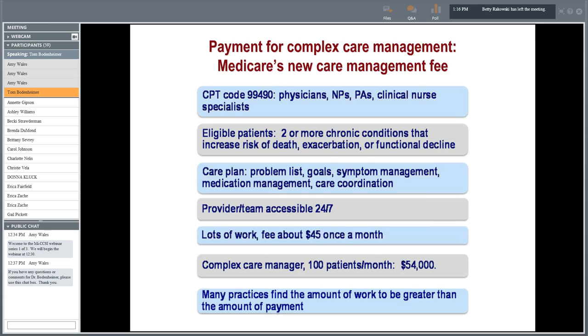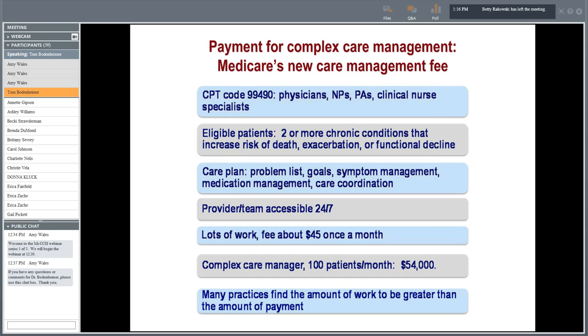Do any of you use the 99490 new CPT code? So this came in with Medicare, I think, about a year ago, and it is a fee-for-service code. It pays for patients who have two or more chronic conditions that increase the risk of death, exacerbation, or functional decline. You have to have a care plan. The provider and team has to be accessible 24/7, which is, of course, not an easy thing to do in most primary care practices. This new care management fee, to get the payment, takes a lot of work.